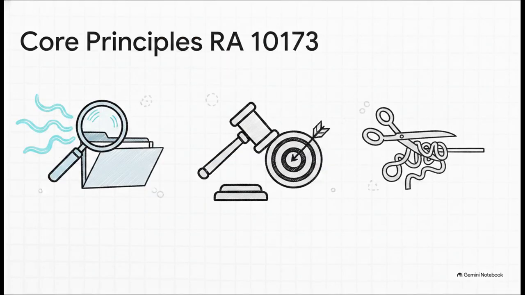So the crucial point is understanding the 3 foundational principles of this law. Let's quickly break them down. First, transparency. No secret data gathering, right? People have to be informed about how their data is being used. Second, legitimate purpose. No snooping. Data is only for declared lawful reasons. You can't just collect it because you feel like it. And third, proportionality. Essentially, don't be a data hoarder. Collect and keep only the data you actually need.